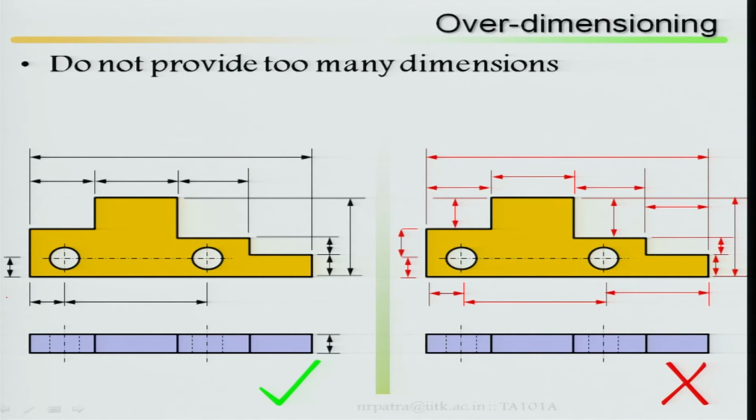If you look particularly at this side view, we are providing the dimension here, here, again here, again here. There are many dimensions. It is obvious that if I provide these two, and the total dimension from here to here, then I can easily calculate the other dimensions instead of providing them separately. So avoid too many dimensions. In this way, the dimensioning of this view is wrong and this is correct.